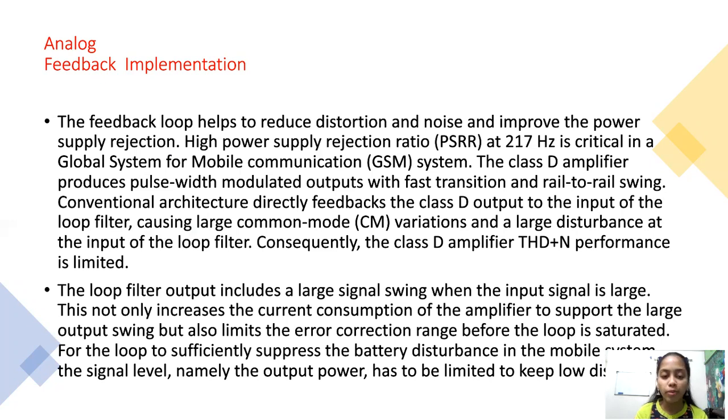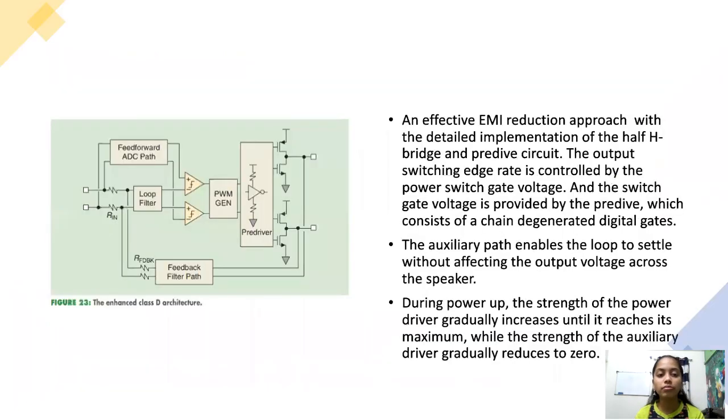The loop filter output includes a large signal swing when the input signal is present. This not only increases the current consumption of the amplifier to support the large output swing, but also limits the error correction range before the loop is saturated. For the loop to efficiently suppress the battery disturbance in the mobile system, the signal level, namely the output power, has to be limited to keep distortion low.